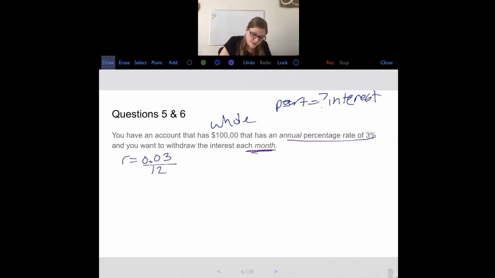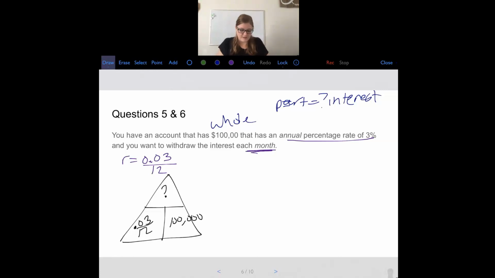Okay, and then we can use the part percent whole triangle back from unit 1. So interest is what we're looking for. Our rate is 0.03 over 12, and our whole is 100,000. Okay, so if two numbers are on the same level, we multiply. So we take 0.03 divided by 12 times 100,000. And this gives us 250.